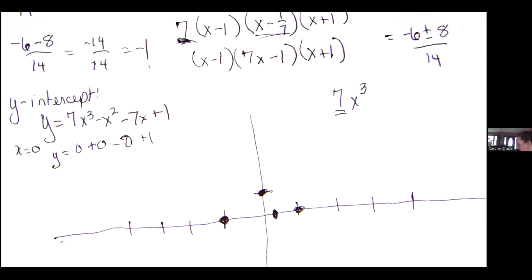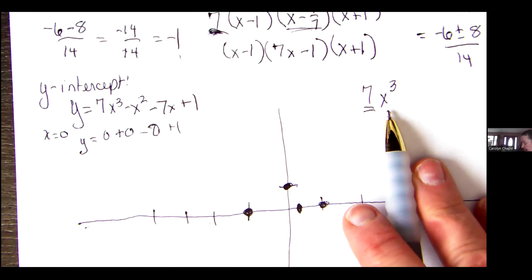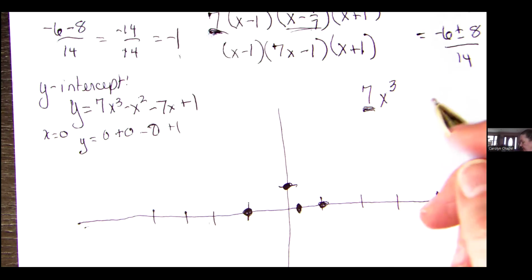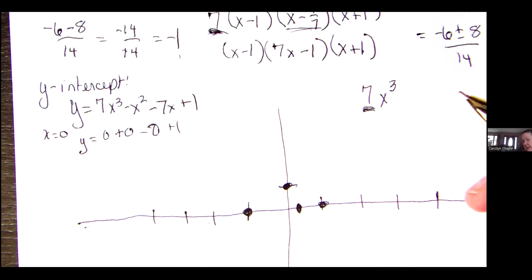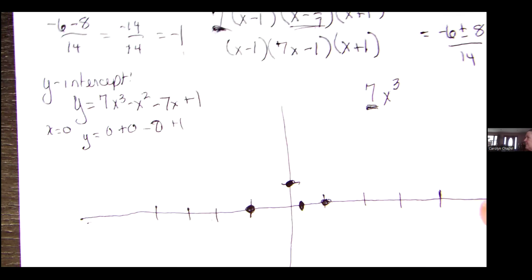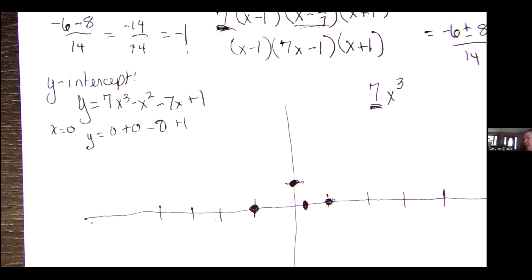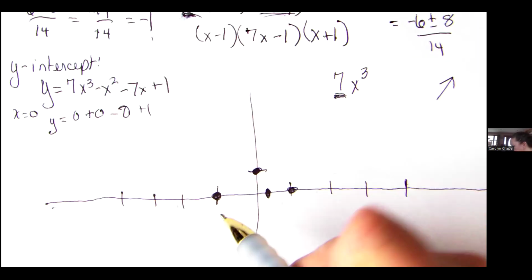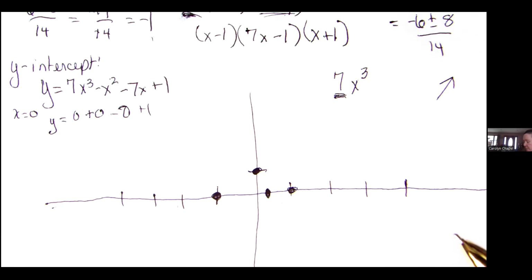Okay, we did talk about this being a third degree, with a leading coefficient of 7, which is positive, and third degree is odd. So that means it's going to start in the basement and end up in the clouds. It's going to start down here and end up going up, and it's going to have some wiggles and jiggles in the middle. So I could do a few more points.